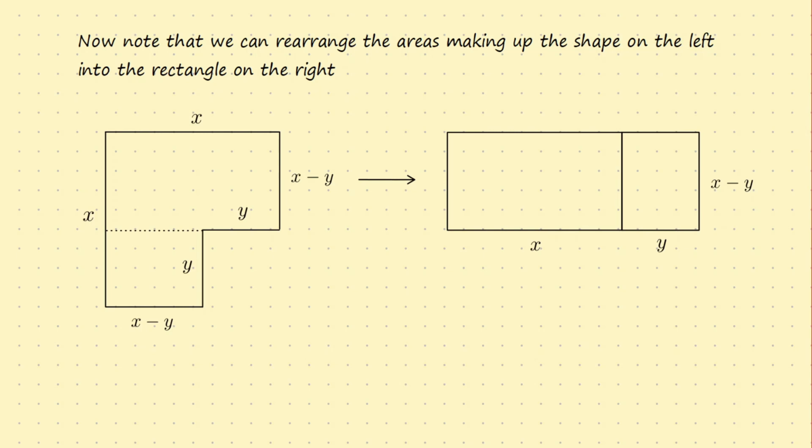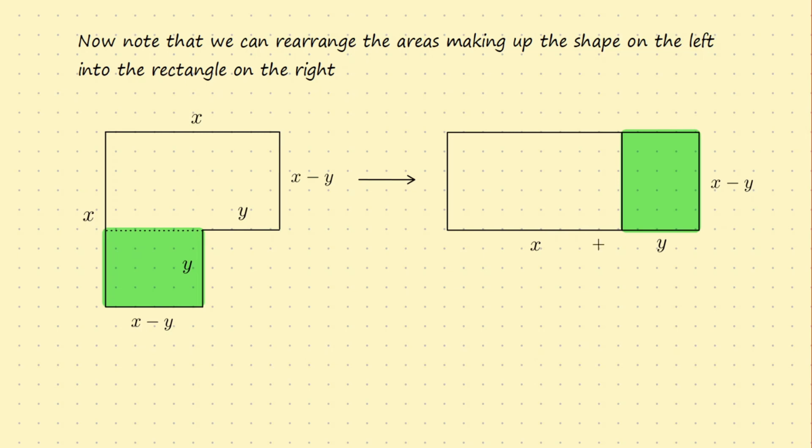If we examine the shape on the left, we see that this side has length x minus y, and this side has length x minus y. So this distance is also x minus y. Now we can rearrange the areas in the shape on the left into the shape on the right. So if we take this rectangle and place it here, we have turned the shape on the left into the shape on the right, and they must have the same areas.